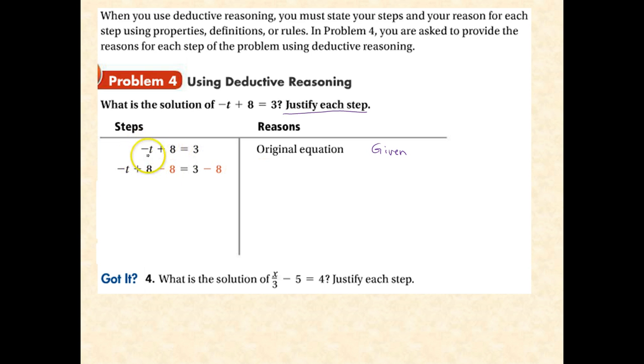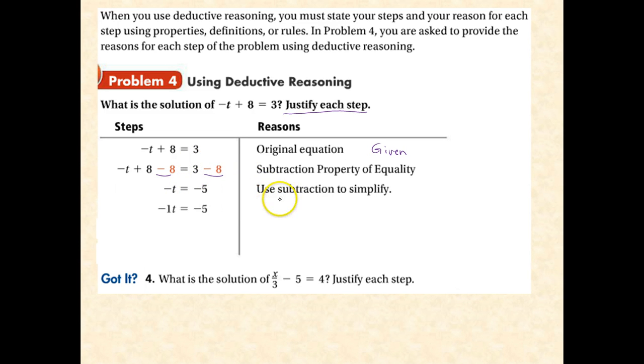Now I'm going to look at I got negative t and I got plus 8. I'm going to get rid of the plus 8 first. And why can I do that? The subtraction property of equality tells me I'm allowed to subtract the same number from each side of the equation. So now I got negative t equals negative 5. And then that's just using subtraction to simplify. Now they're going to say multiplicative property of negative 1. You can write negative t as negative 1 times t. Now we can divide both sides by negative 1 using the division property of equality. Negative 1 divided by negative 1 is 1, so that leaves us with t equals 5.